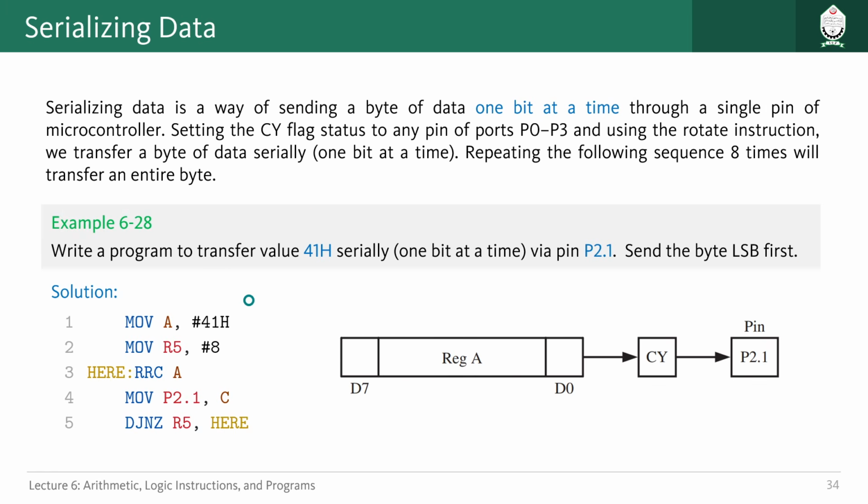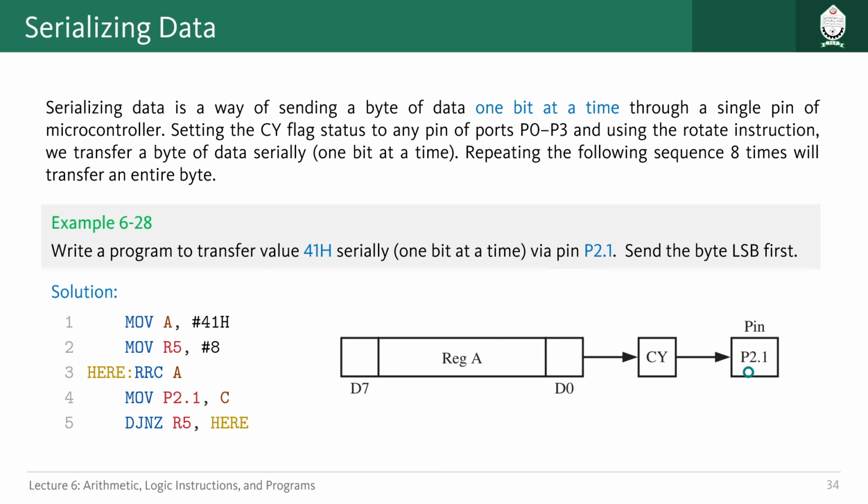Now these kind of rotating instructions are very helpful for serializing data. So what is serializing? Whenever we send a byte of data 1 bit at a time through a single pin of a microcontroller, that is serializing. So this is one example like that. This is our register A. We are just sending 1 bit at a time with the help of one pin of the microcontroller, right?